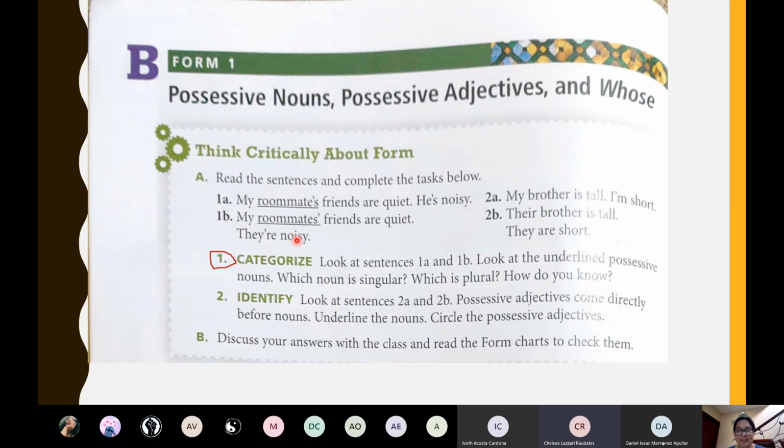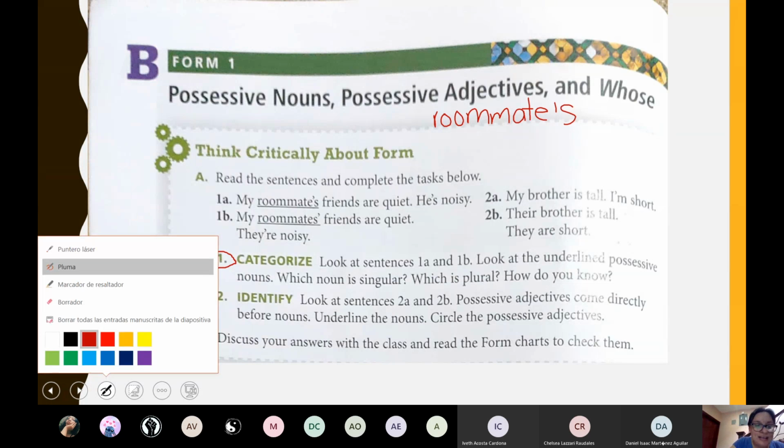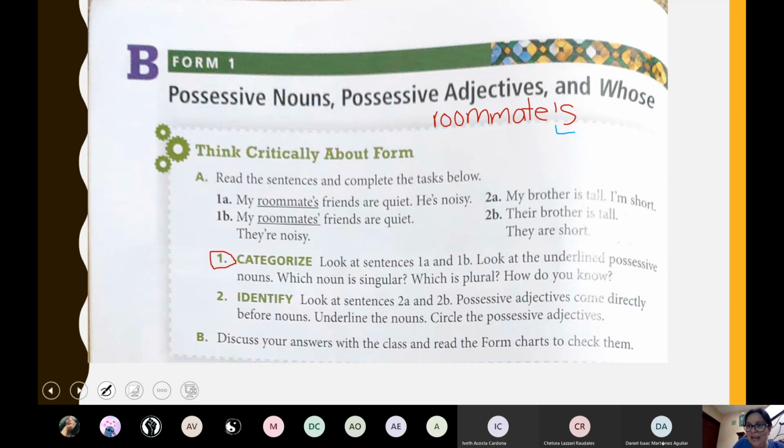Who can tell me? Because of the apostrophe. Excellent. It has to do with the apostrophe. For example, here, let me write roommate. Sorry for my letter, but in this way of writing it is very difficult. Looking here, guys, the apostrophe S is not telling me that that one is plural. It's just telling me that something belongs to the roommate.